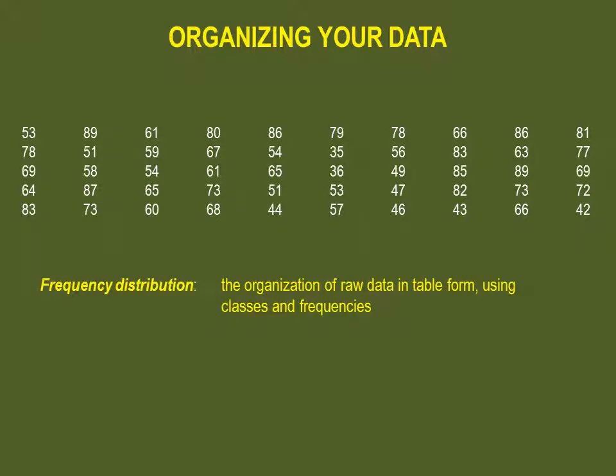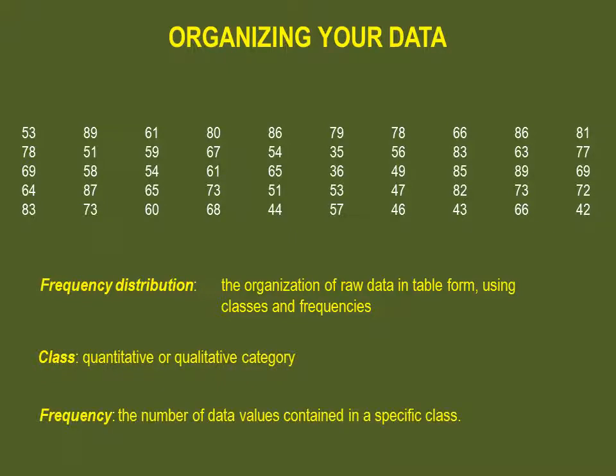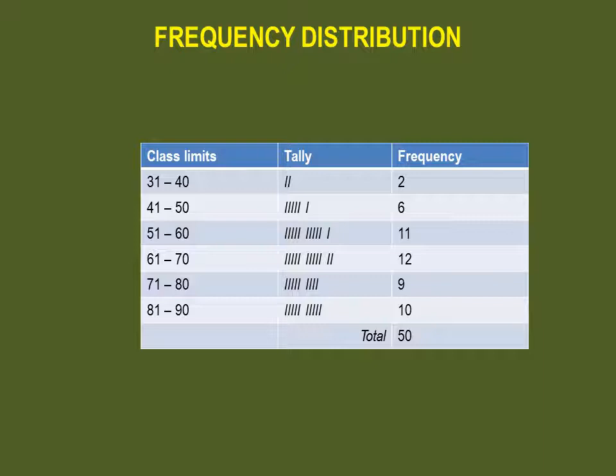data. A frequency distribution is the organization of raw data like we have here in table form using classes and frequency. Each raw data value is placed into a class. The number of data values contained in each class is the frequency of the class. Here is the frequency distribution of the raw exam result data. It is now a lot easier to make observations on our data, isn't it?